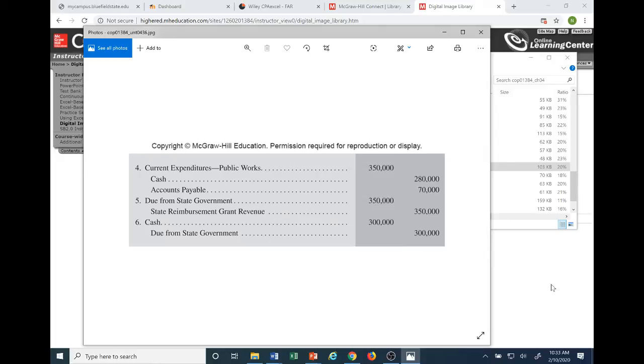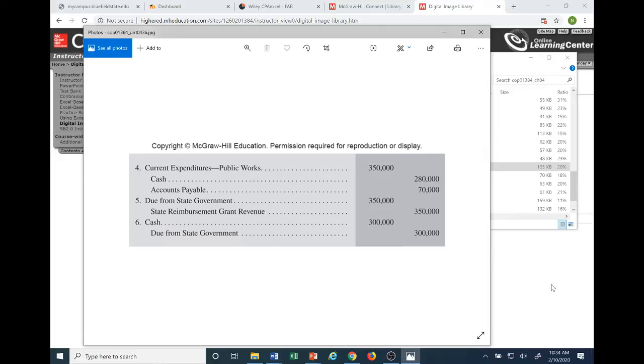So remember, expenditures in 2020 amounted to $350,000. So we incurred $350,000 in expenditures, right? And it says that out of those, $280,000 was paid. So obviously, for this special revenue fund, we're going to debit current expenditures, public works, for the full $350,000, right? Because we're incurring that expenditure. We paid the $280,000, so we're going to credit cash, and we obviously owe the rest, so we're going to set up the accounts payable liability of $70,000.